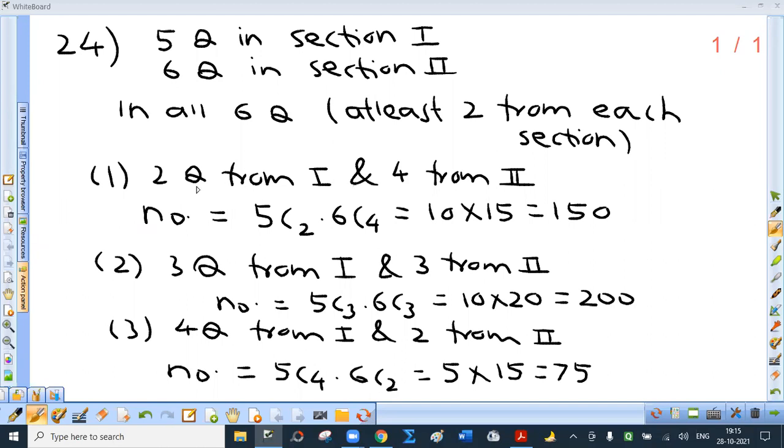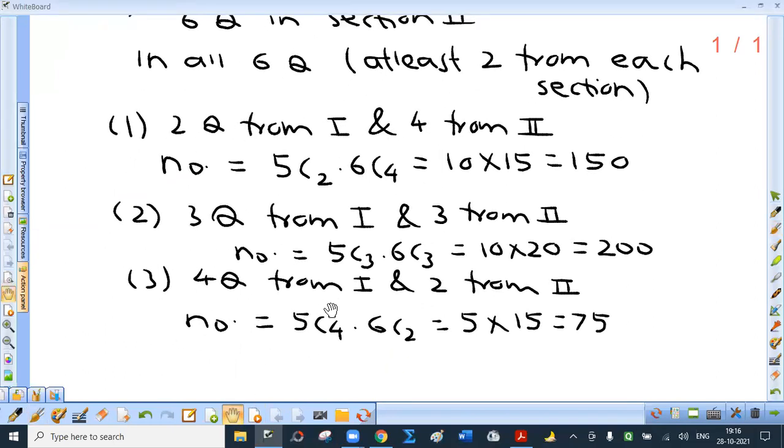So there are 3 possibilities. 2 questions from section 1 and 4 from section 2. Now 2 from 5 and 4 from 6. So number is 150. Second possibility, 3 questions out of 5 from section 1 and 3 questions out of 6 from section 2. 5C3 into 6C3, 200. Third possibility, 4 questions out of 5 from section 1 and 2 questions out of 6 from second section. So it comes out to be 75.